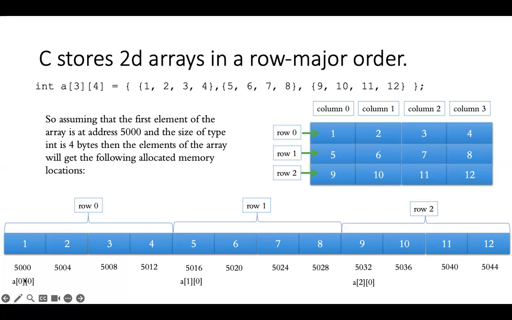So this is the element in row 0 and column 0. And this one is the first element in row 1. And this one, on the other hand, is the first element in row 2.